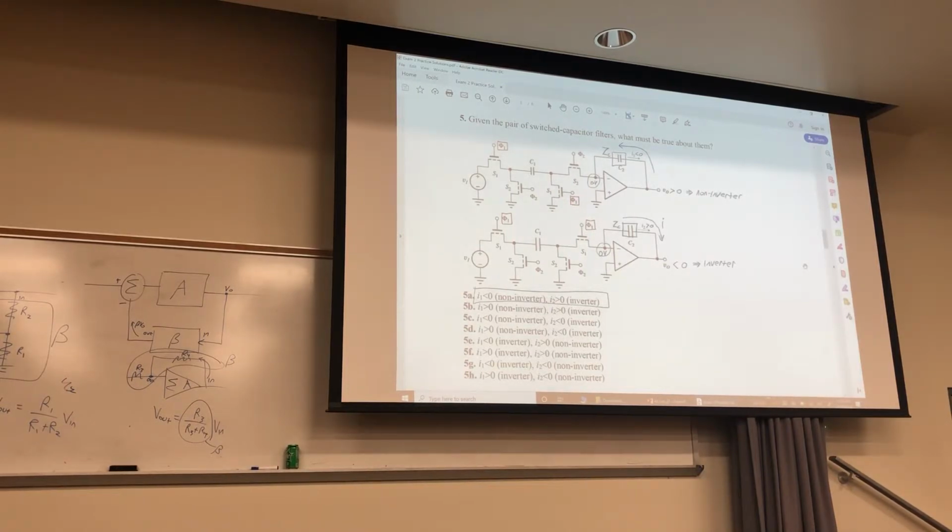So any questions about this? I mean, what's really cool about these kinds of circuits right here is that you could just change the sequence of these things. These two are the same circuits, right? But you could change the sequence of how switch 1 and 2 are operating, and you can turn it into an inverter or a non-inverter, just by changing the timing, which is really cool.